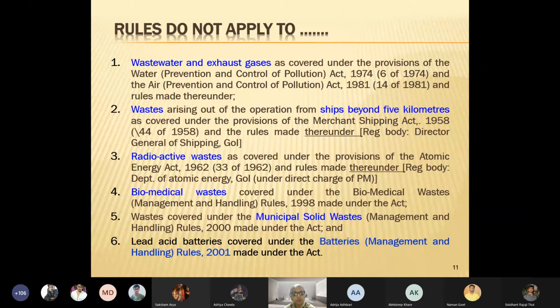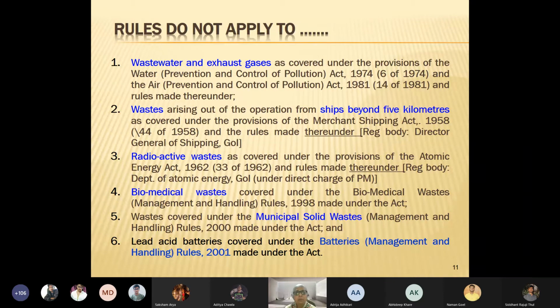Now, within the rules, there are certain exceptions. So the first exception is wastewater and exhaust gases. These 6 exceptions are not exceptions because they are non-hazardous. They are exceptions because they are so specific in their nature that they deserve separate rules for themselves. So wastewater from, let's say, industries comes under the Water Prevention and Control of Pollution Act, and exhaust gases from industries are again driven by the other act, the Air Prevention and Control of Pollution Act.